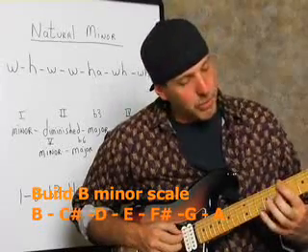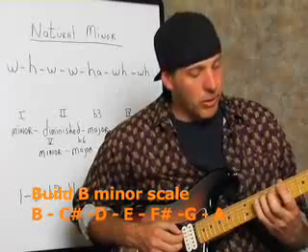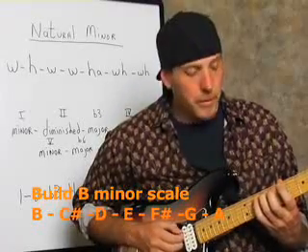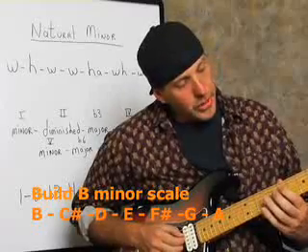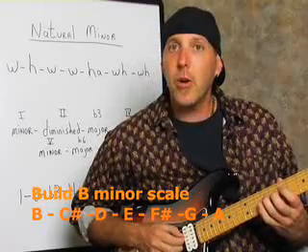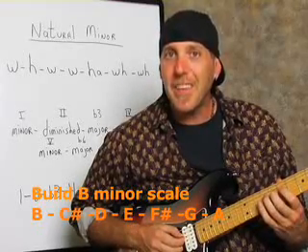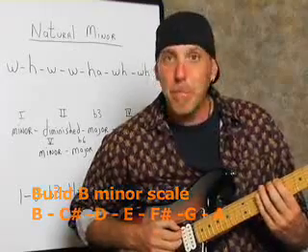Then you go a whole step to your E, another whole step to your F sharp, half step to the G, whole step to the A, and another whole step, and you're back to your B. And there you have a minor scale, B minor scale.